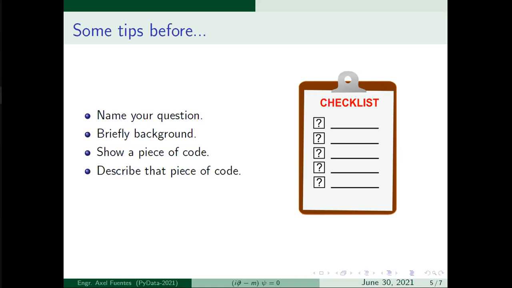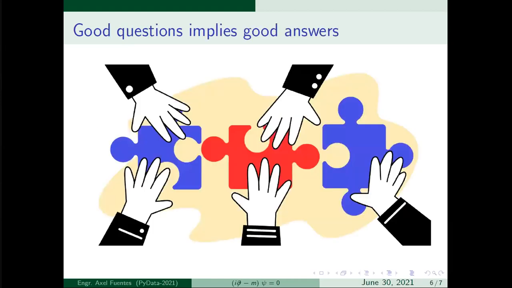Show that you are not looking for someone to solve your entire problem. And finally, describe that piece of code. What is your expected output, your actual output, or, if it exists, what is the error? The community will give you the right answer if and only if you provide them the right piece of the puzzle. Understanding your problem is important to communicate your problem accurately. In college, a professor said to my class, learn to define your system.